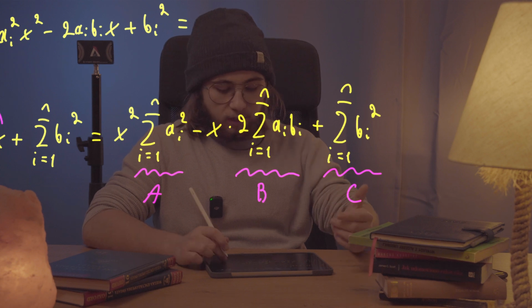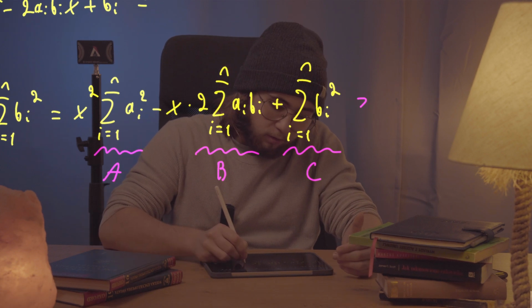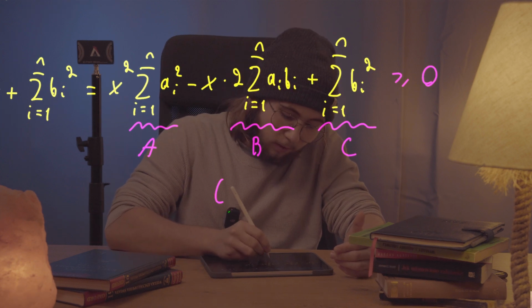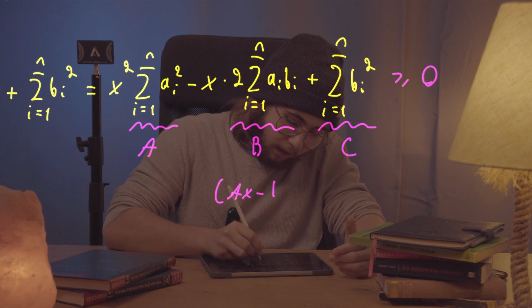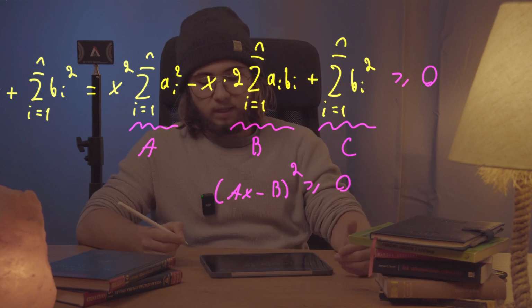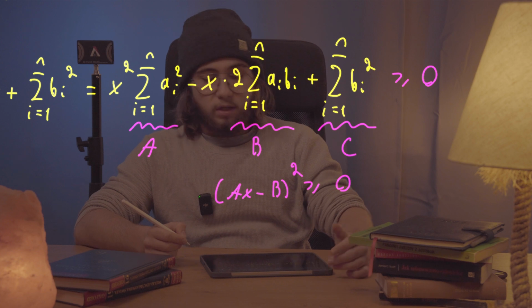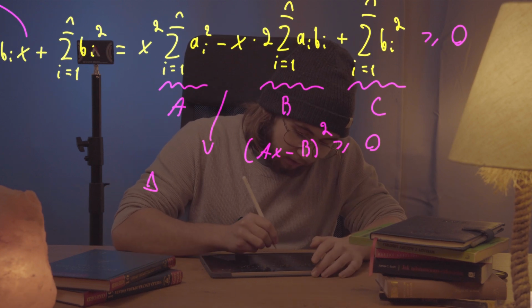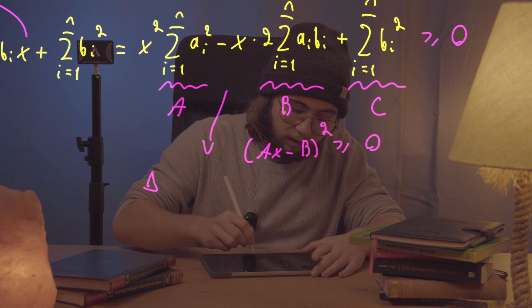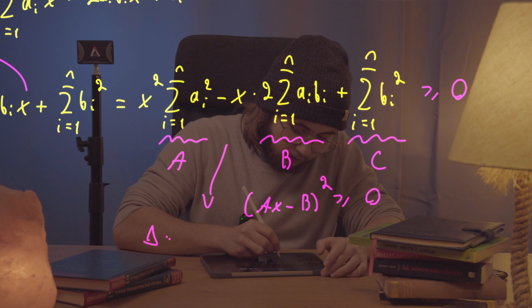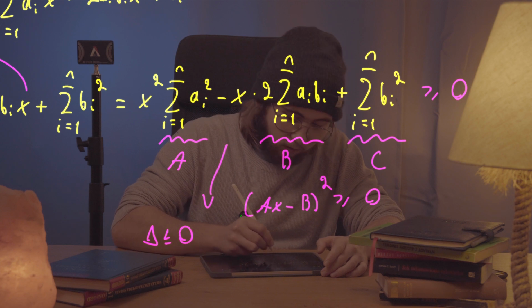Now, the nice thing is that this entire sum is also going to be greater than or equal to 0 for all of the x's, because it's just equal to (ax - b) squared, and that's, as I've said earlier, greater than or equal to 0. So that means that the discriminant of this entire quadratic equation is going to be less than or equal to 0.